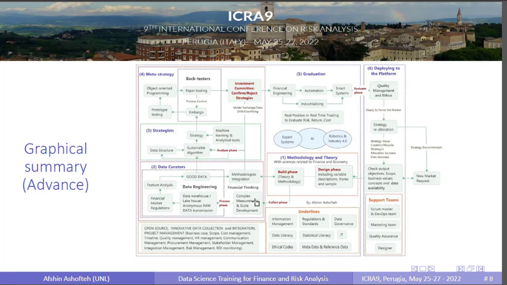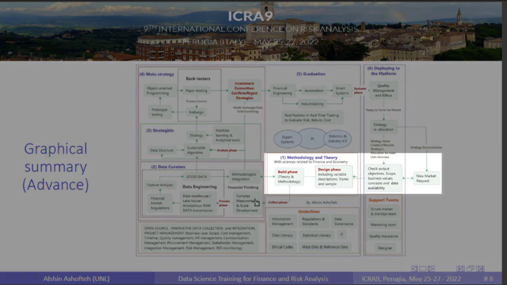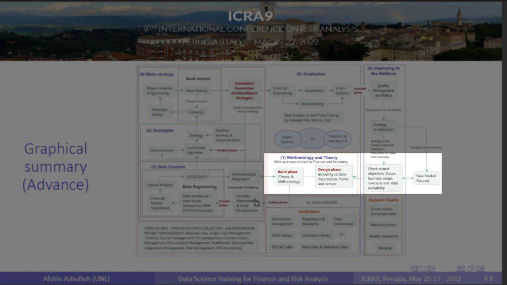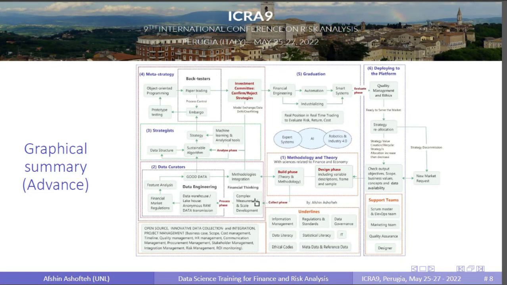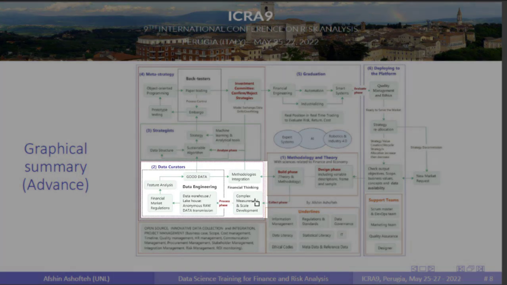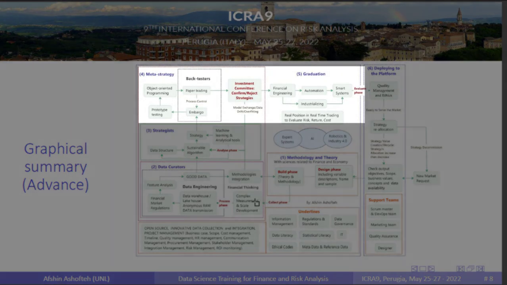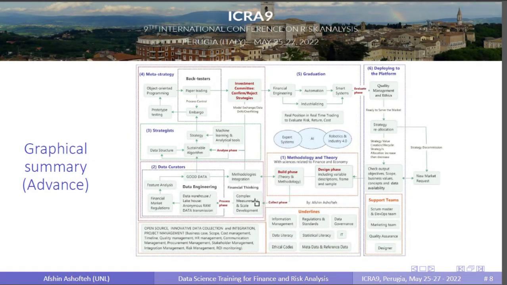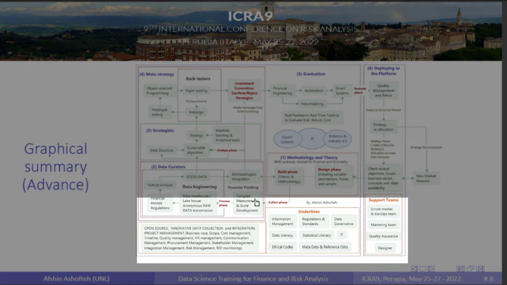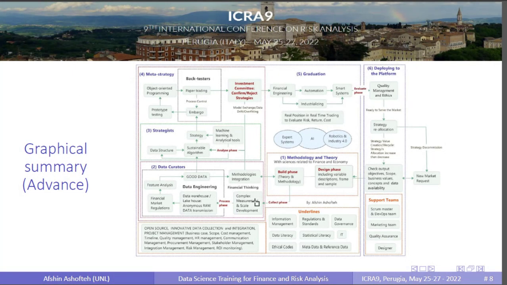For finance, the graph shows more details. First, we have methodologies and theories. Then, with the help of data engineers with high quality data, we extract some strategies. The backtesting and graduation make a reasonable product from data science to solve the problems of finance and risk management. As you can see, many soft skills, underlying knowledge, and support teams are involved in this complex process.